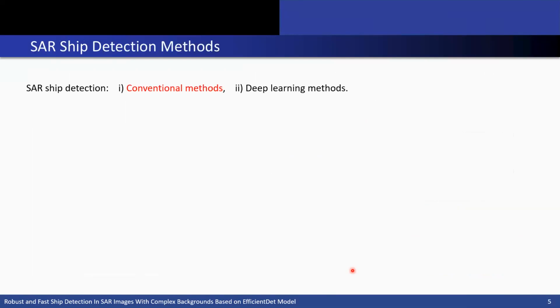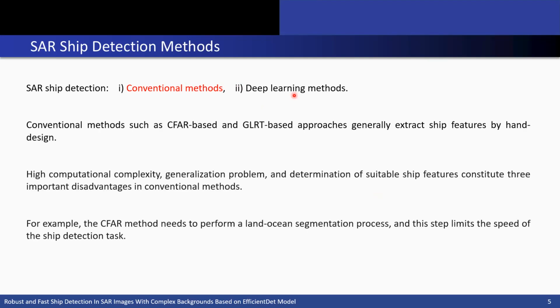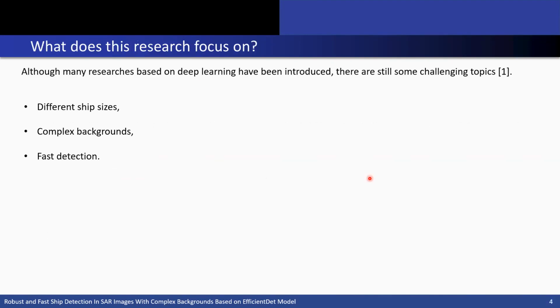In literature, ship detection research can be grouped into two parts: conventional methods and deep learning methods. Conventional methods have some disadvantages: high computational complexity, generalization problems, and determination of suitable ship features are three important disadvantages. To address these problems, many deep learning methods have been developed, but there are still some challenging problems.